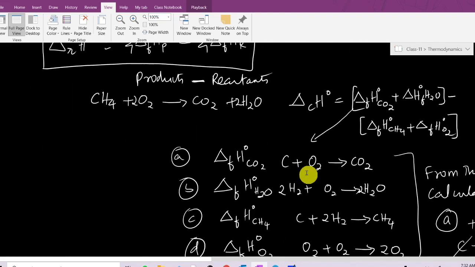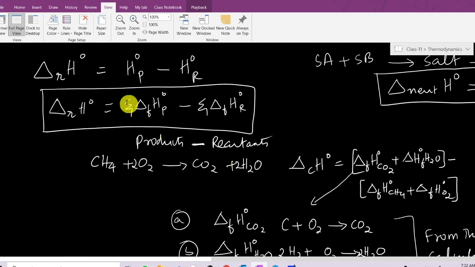So when you have more than one product, we add all the products, and when there is more than one reactant we add all the reactants. That's why we put the symbol sigma. What do you mean by sigma? Sigma means you add the enthalpy change of all the products and you add the enthalpy change of all the reactants, and then if you subtract, you get the overall change in the enthalpy of this reaction. Okay, so I'll stop here.